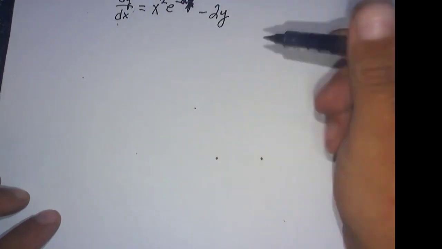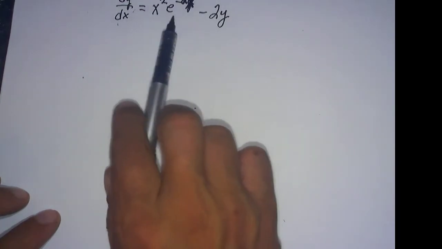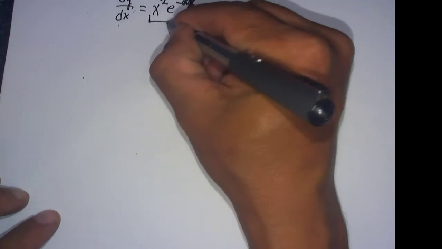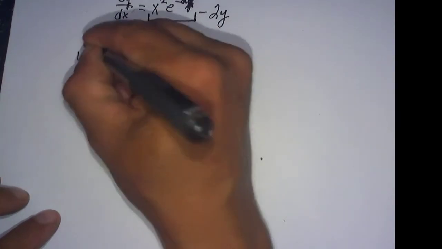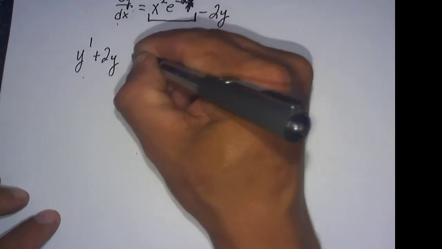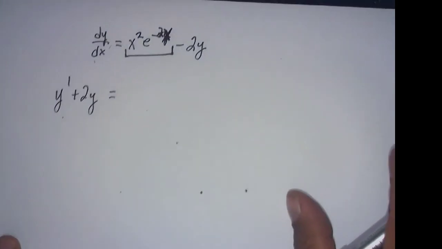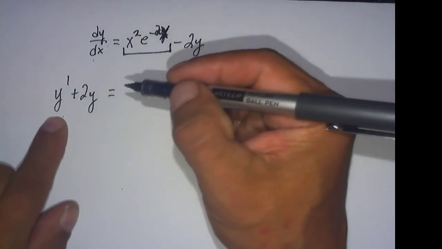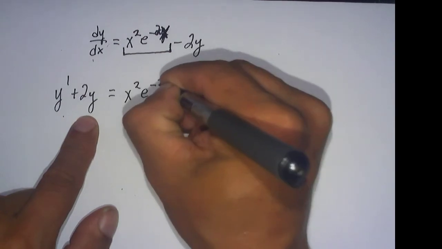All right, so let's put this in standard form. That means put all the y's on one side and leave the f of x. Notice it's not linear. It's okay. f of x doesn't have to be linear. So we're going to have y prime plus 2y is equal to, make sure I'm on the screen here. Yeah, I wasn't, but I am now. y prime plus 2y is equal to x squared e to the negative 2x.